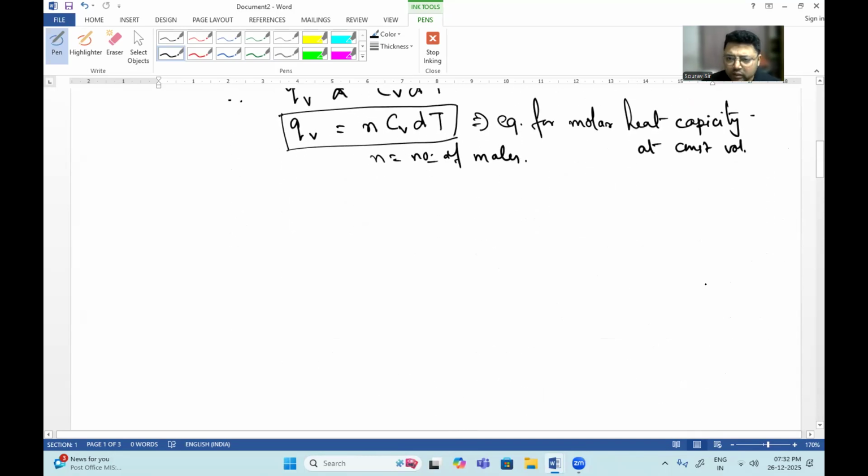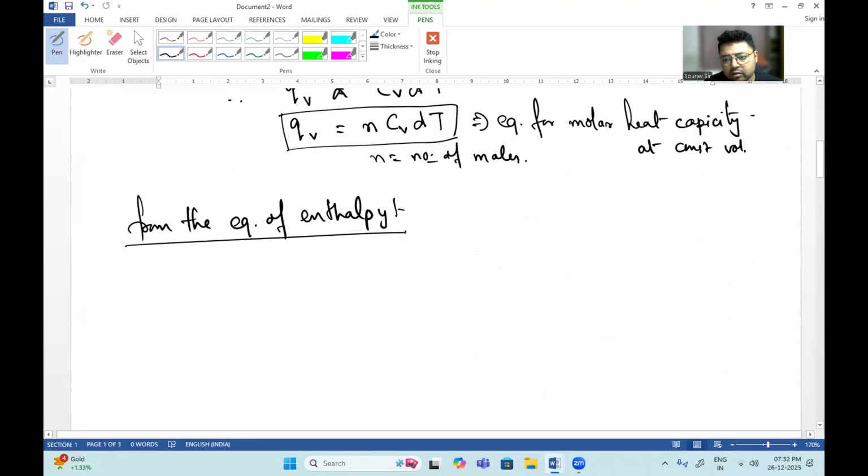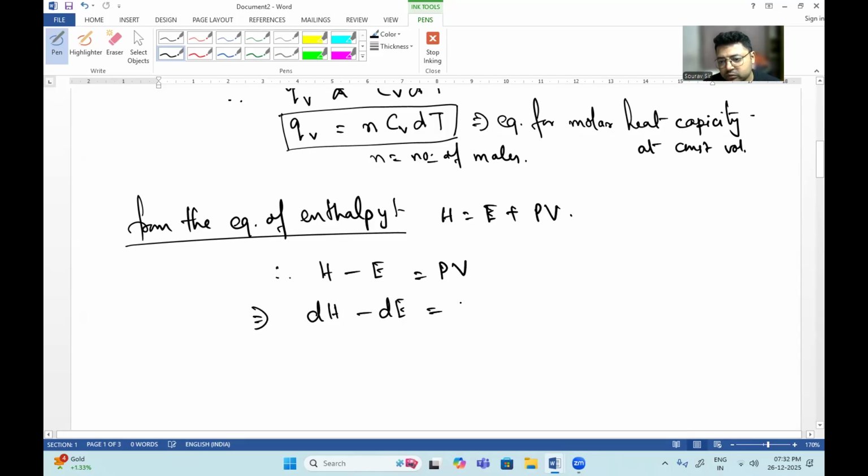Now, if we have to understand this, let us come to the fact that we know from the equation of enthalpy that H equals E plus PV. We all know this. Therefore, we write H minus E equals PV. Now, we will write dH minus dE equals d of PV.